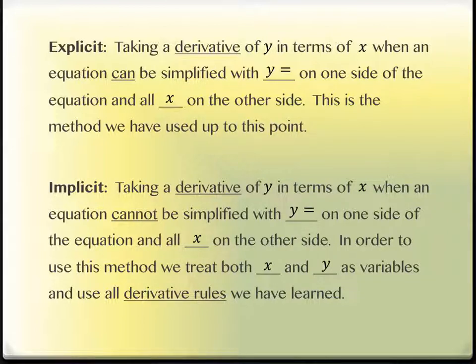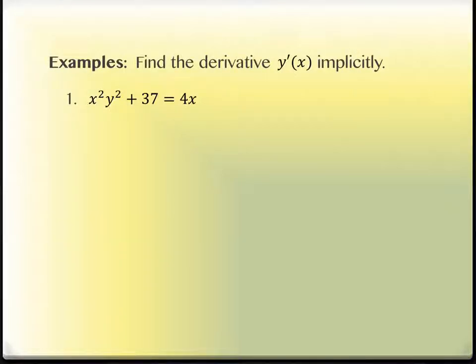All right, so an example is in order because none of that probably made a lot of sense at this point until you see one in action. Take a look at this example. This is an example where we actually could solve this for y equals. I mean, we would subtract the 37, we would divide by x squared, and then we would take a square root. We could do all that, right?